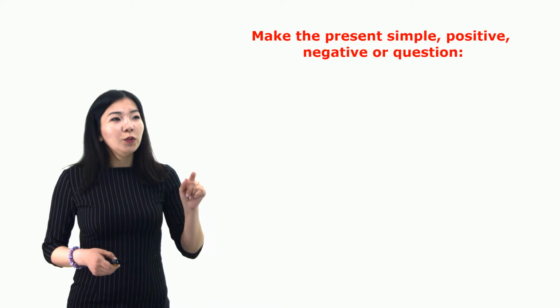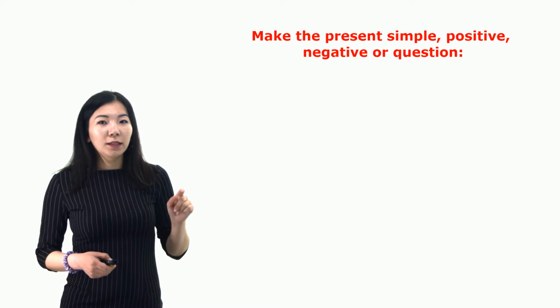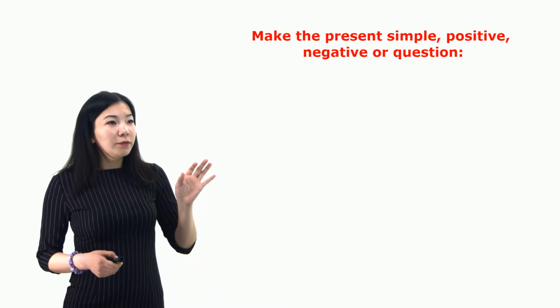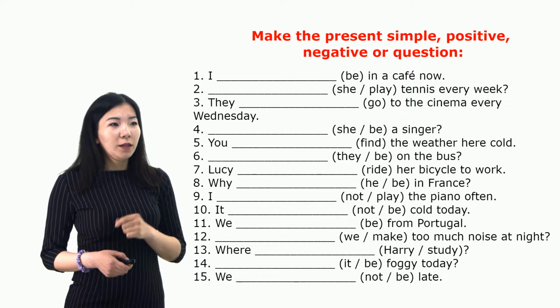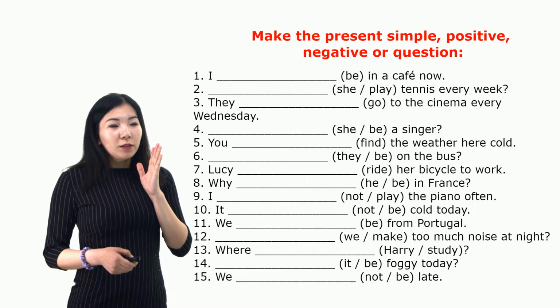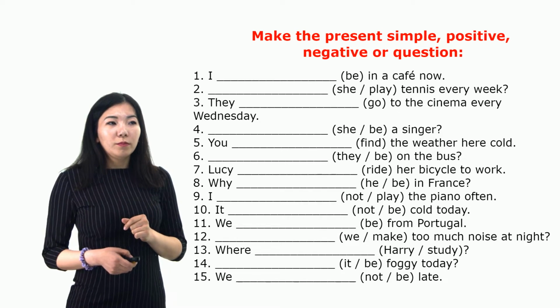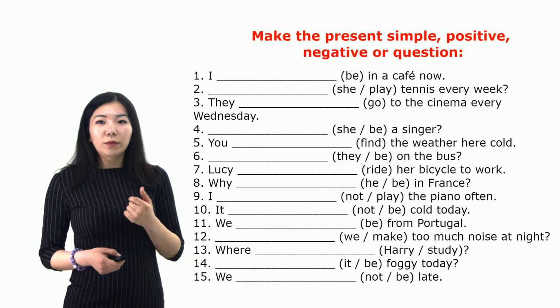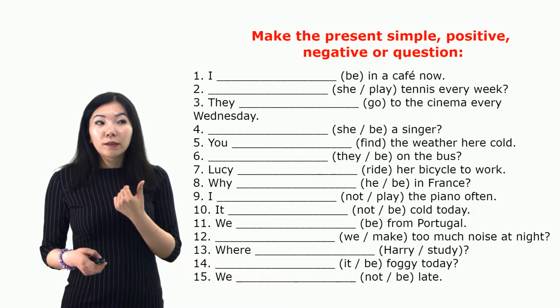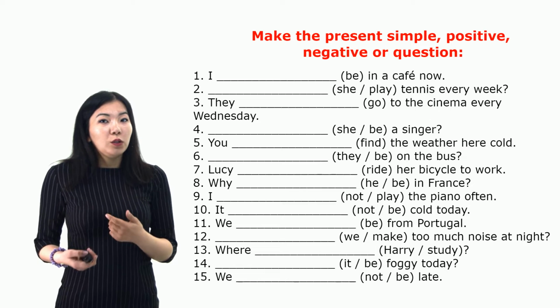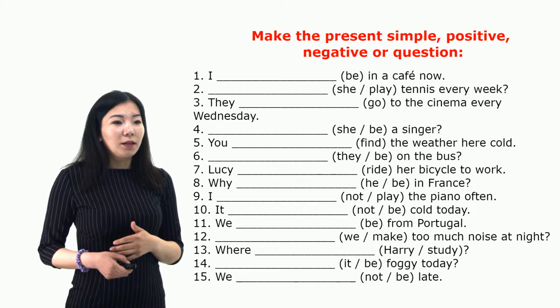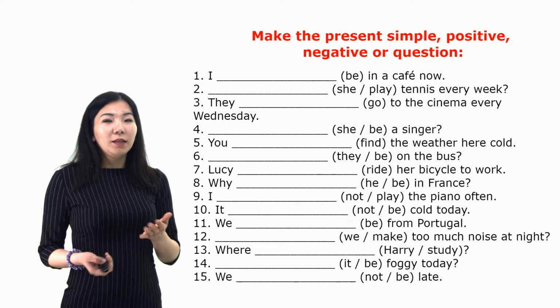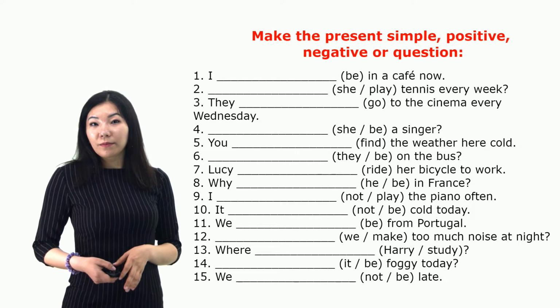Okay, here you need to make the sentences in positive, negative, and question forms in present simple. So yeah, you need to use the verbs in the brackets in order to complete the sentence. All right, pause the video and do the task.